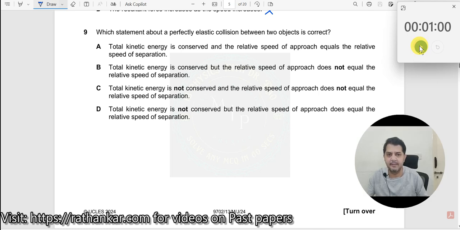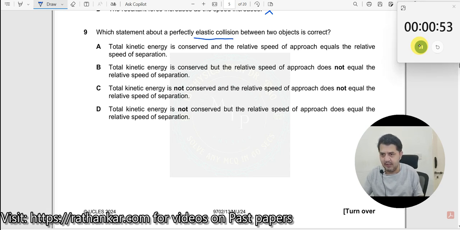Question number 9. Which statement about a perfectly elastic collision between the two objects is correct? Okay, there is a perfectly elastic collision. What do you mean by perfectly elastic collision? It should be obeying COM and as well as COE. Okay, total kinetic energy is conserved and the relative speed of approach equals the relative speed of separation. So this part is right.